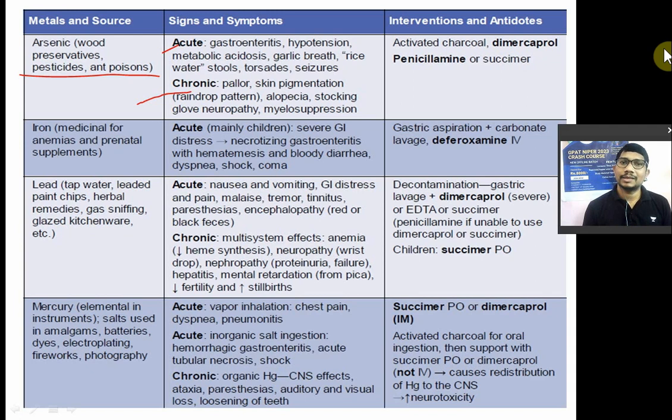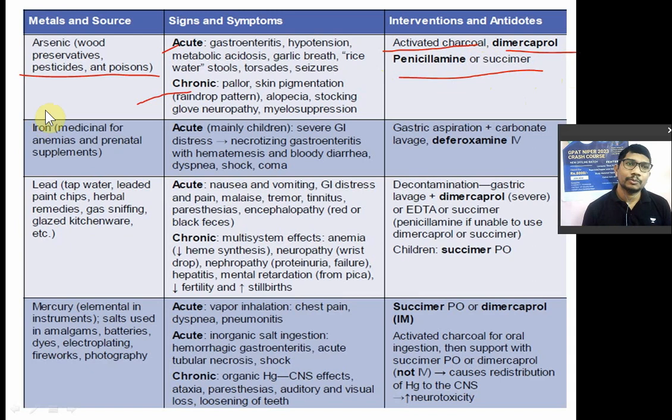Now in case of arsenic poisoning, you can use activated charcoal to prevent absorption of the unabsorbed arsenic from the stomach. The specific antidote for arsenic poisoning is dimercaprol or BAL. Then penicillamine or succimer is also a chelating agent.